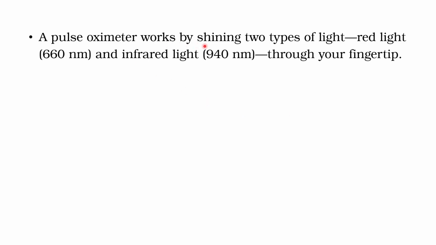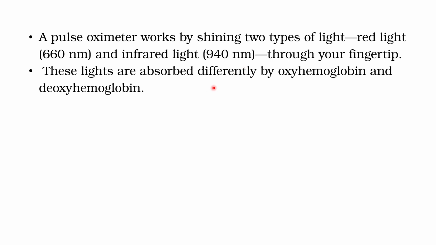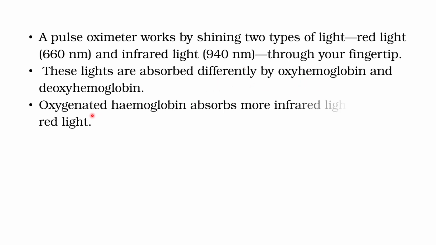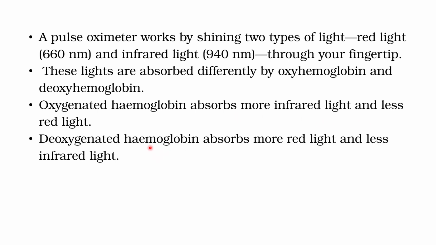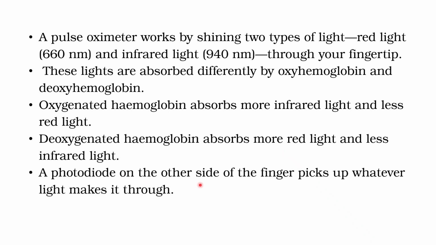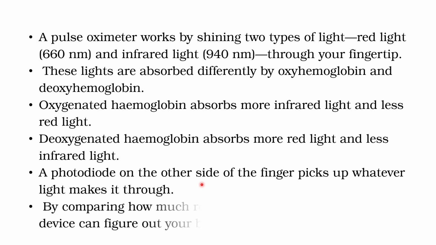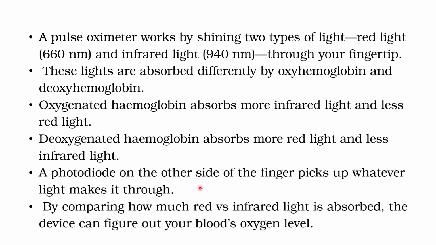So the pulse oximeter works by shining two types of light, that is red light and infrared light, through your finger. These lights are absorbed differently by oxyhemoglobin and deoxyhemoglobin. Oxygenated hemoglobin absorbs more infrared light and less red light. Deoxygenated hemoglobin absorbs more red light and less infrared light. A photodiode on the other side picks up whatever light makes it through, and by comparing how much red versus infrared light is absorbed, the device can figure out the blood's oxygen level.